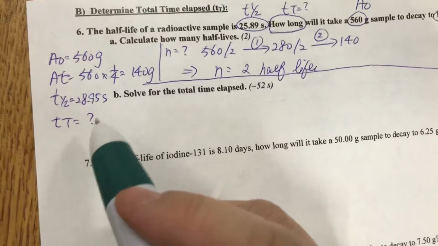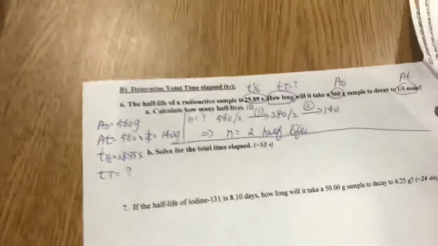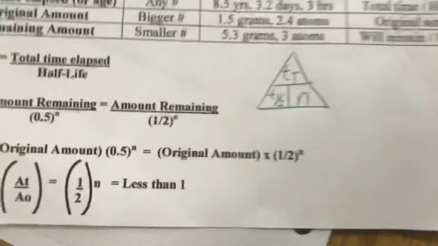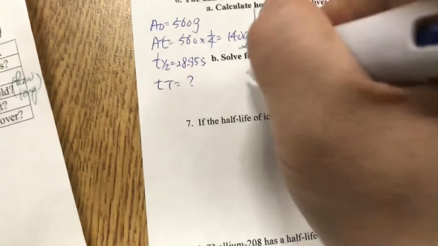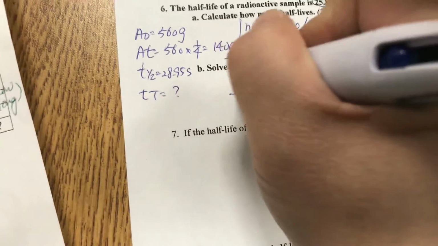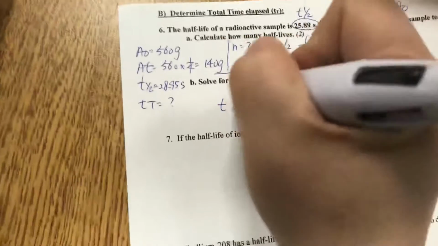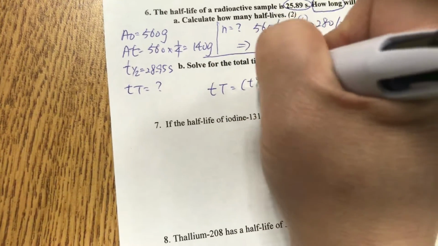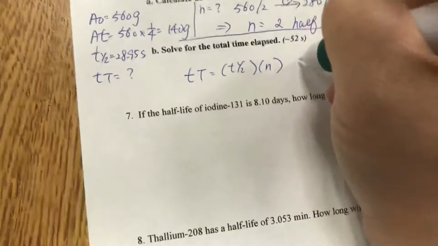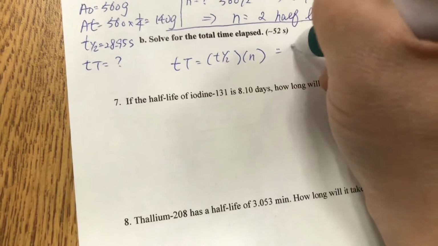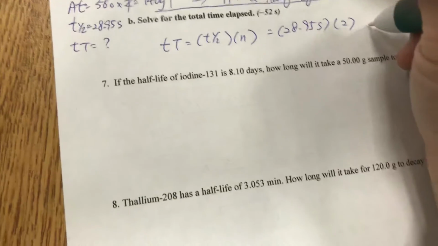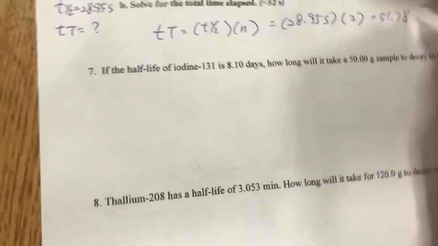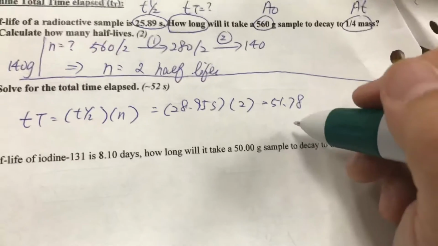Now this time I'm looking for my T total. If you look back at the triangle, the formula is T total equals T half times N. We write down the formula because we have so many formulas. So T total equals T half times N, which is 25.89 seconds times 2 equals 51.78. Okay, this is from the calculator.